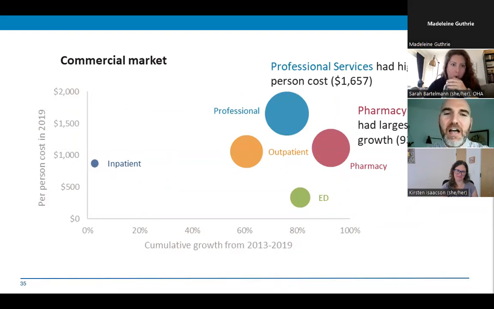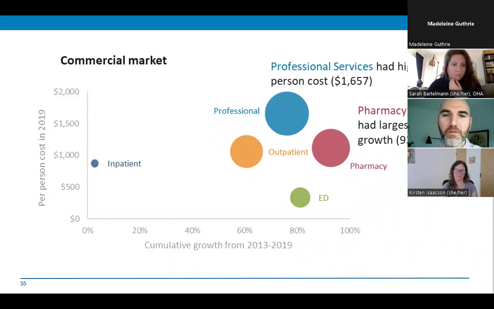Commercial market. Here you see a cluster. Things are further to the right. There's only really one thing all the way on the left, and that's inpatient. So that means inpatient didn't really grow all that much for commercial from 2013 to 2019. And it was maybe in the middle of the pack in terms of up and down, maybe that's $900 or so. But the real takeaway here is professional services. Here, they clearly had the highest per person cost at $1,657 because they're the highest up. And pharmacy, because it's the furthest to the right, had the largest growth at 93%. When you look at the bubble sizes here, professional services is for sure the largest bubble.